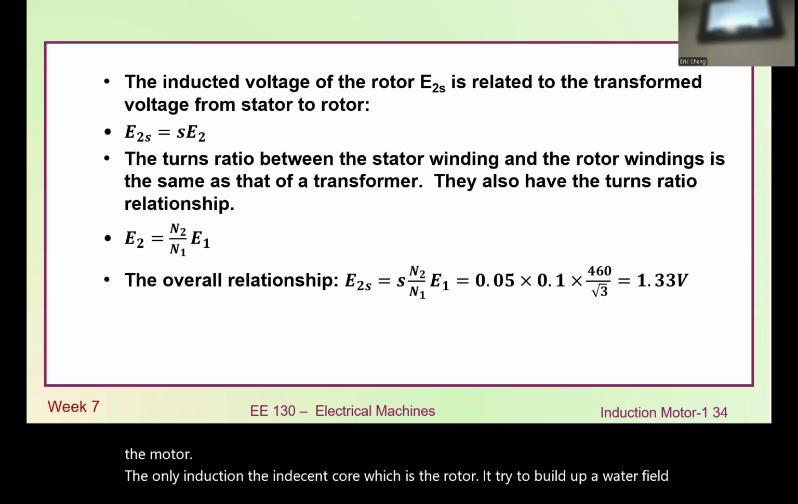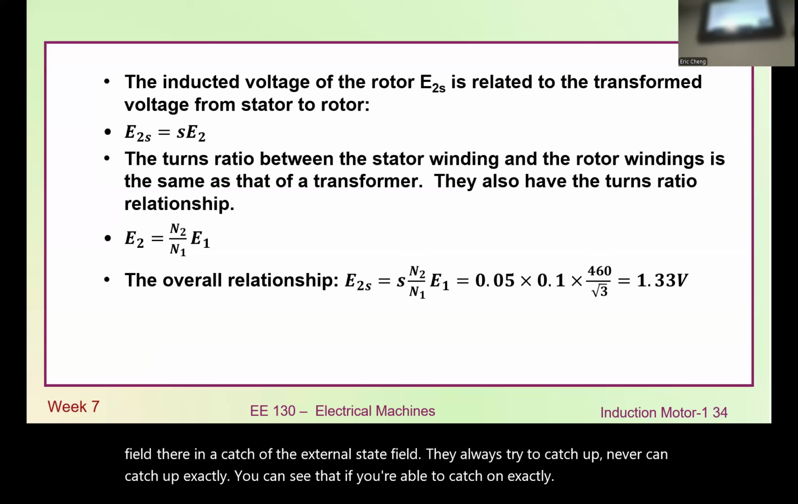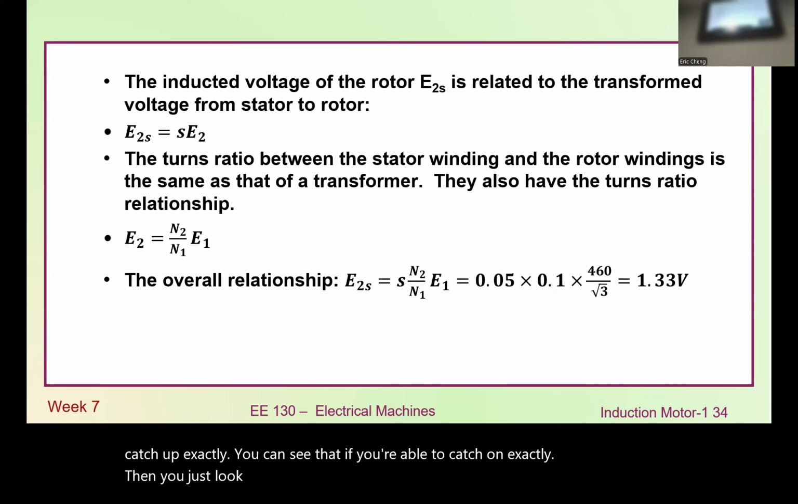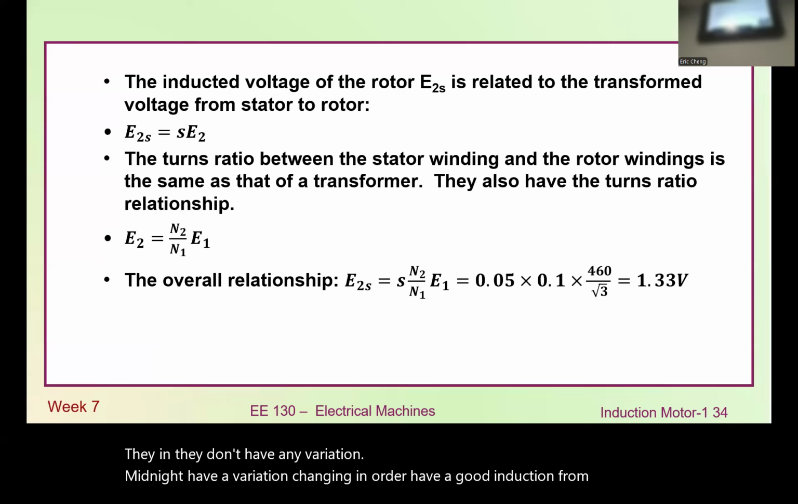You catch up the external stator field. You always try to catch up, never can catch up exactly. You can see that if you're able to catch up exactly, then it would just look like the rotating field from the stator, and the rotor field will equal the same kind of frequency. Then there wouldn't be any variation. We might have a variation changing in order to have a good induction from the rotating field to the rotor.